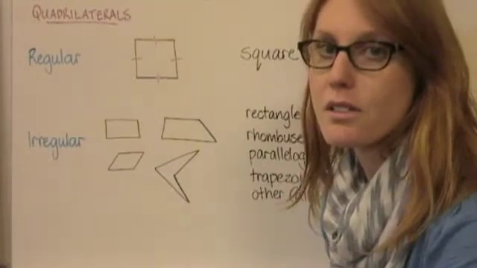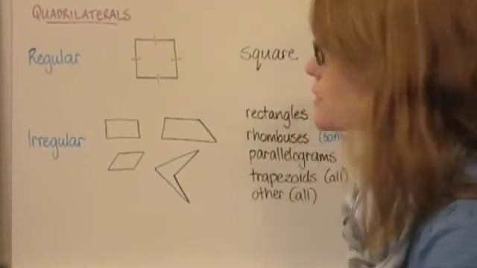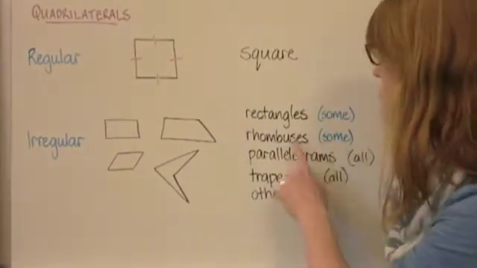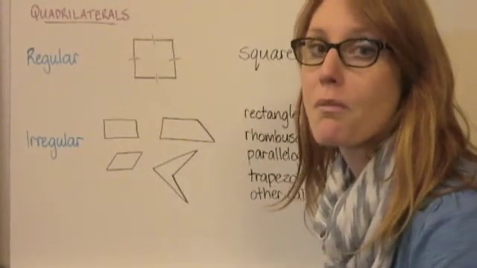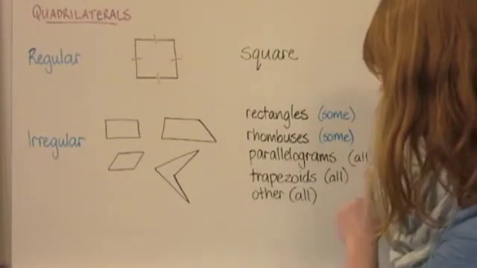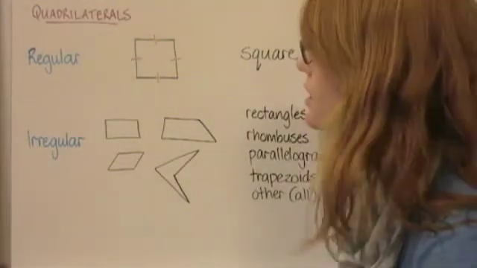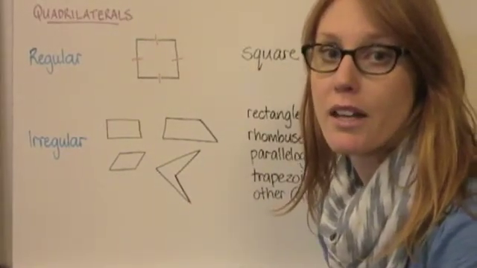Not all rectangles, because squares are also special types of rectangles. So only some rectangles can be classified as irregular. And some rhombuses. Again, a square is a special type of rhombus, so only some rhombuses can be classified as irregular. All parallelograms, all trapezoids, and all other quadrilaterals, such as this one, are always going to be classified as irregular.